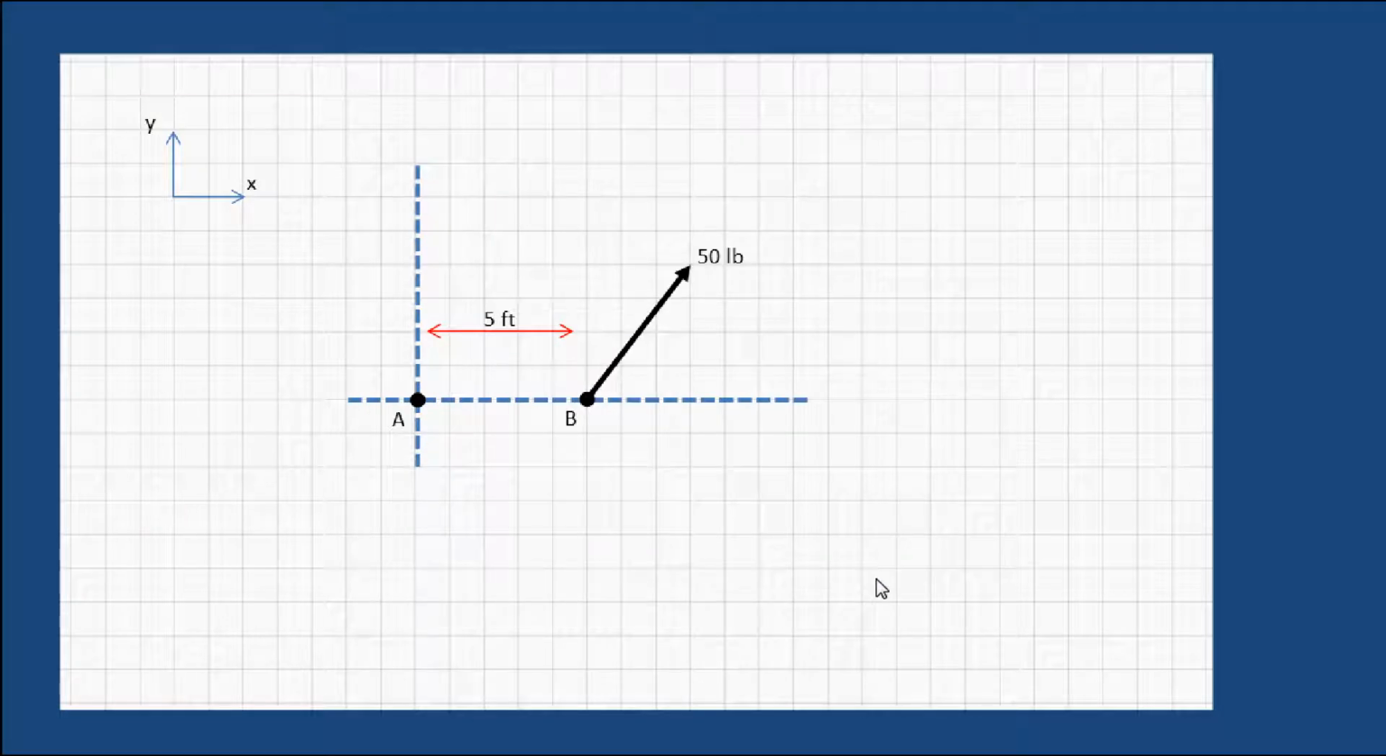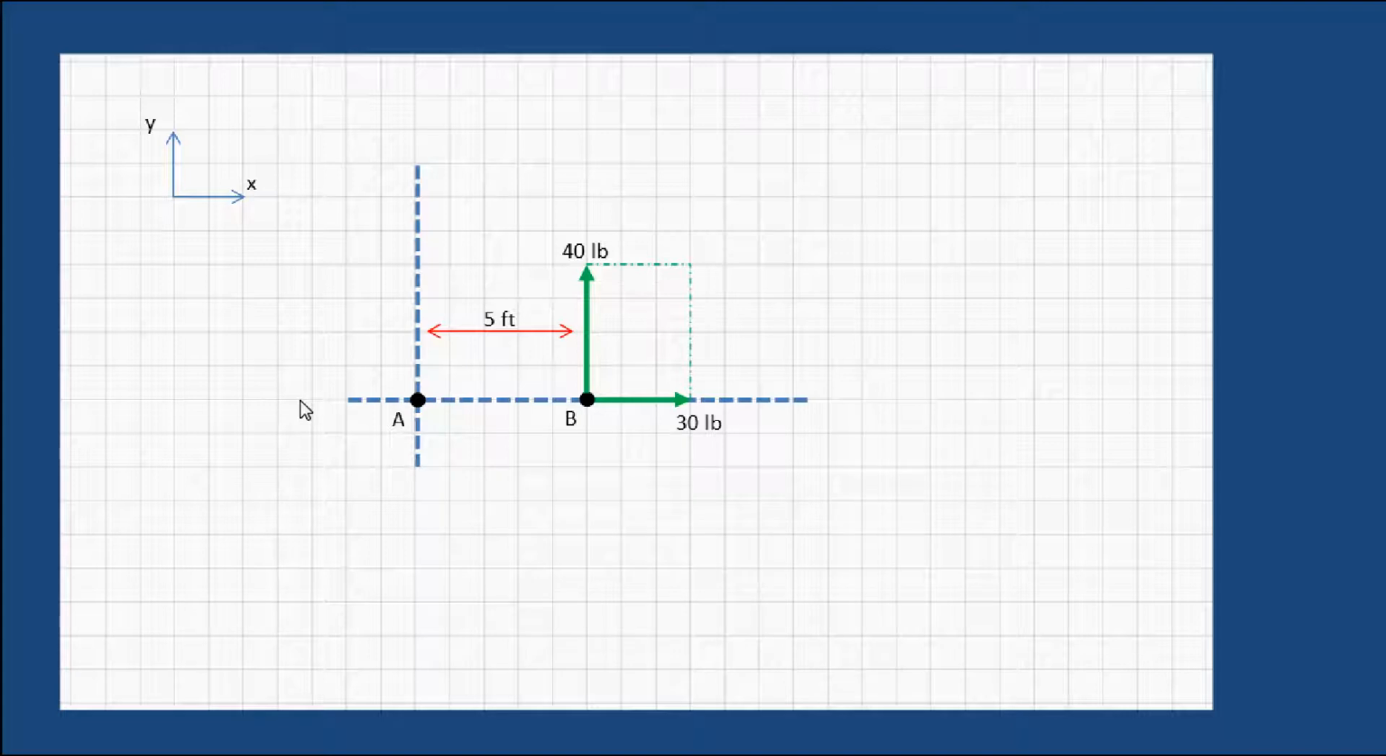If we have a slightly different vector, in this case a 50-pound force, but now at an angle such that it has both a y component and an x component, in this case 40 pounds and 30 pounds respectively, we see that the y component of this vector again has a line of action that's parallel to an axis that passes through point A, and it has a moment arm of 5 feet, whereas the 30-pound force component has a line of action that actually passes directly through point A, producing a 0 moment arm.